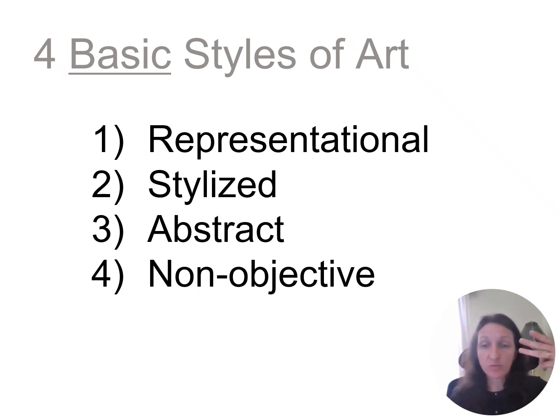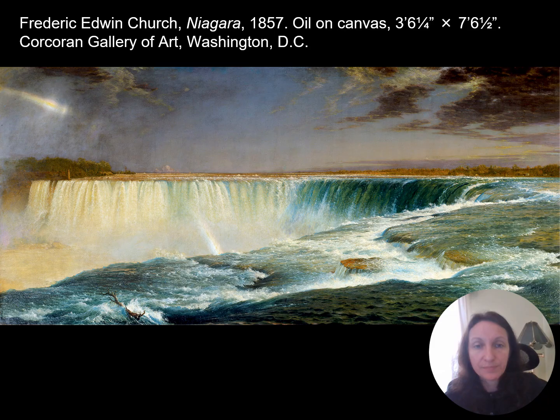The first 3 we've just seen: representational, stylized, and abstract. I'm going to talk more about those in the coming slides. And then the other basic style of art is non-objective. This is number 4 at the bottom. This one is separate from the other 3. It could be listed first, but representational, stylized, and abstract need to be in that order to be understood properly. That'll make more sense as we go along.